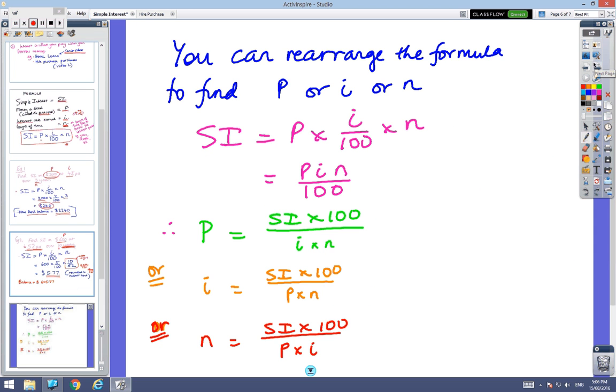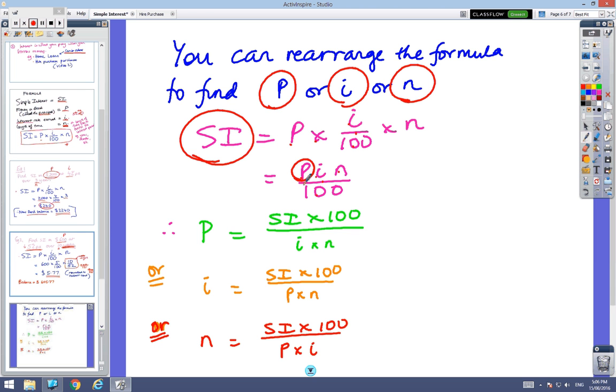Okay, so in this last part, rather than having the simple interest out the front, you could have P out the front, you could have I out the front, or you could have N out the front. So we rearrange the formulas. Rather than having P times I over 100 times N, I'm just going to call it PIN over 100 because the letters are just going to the top. If you want P to be by itself, like we do in equations, simple interest is PIN over 100.